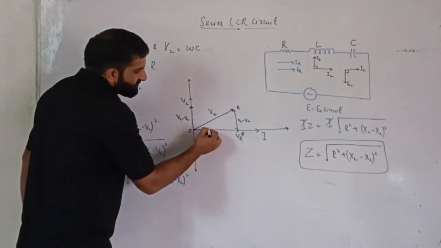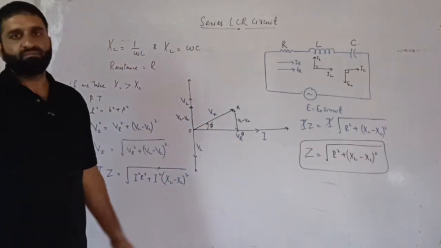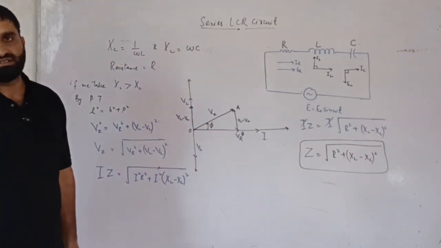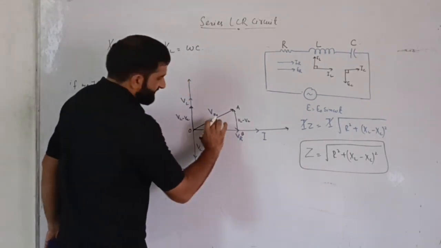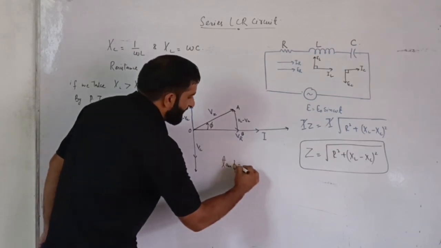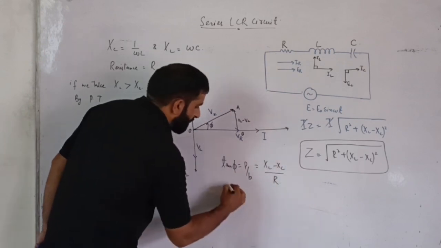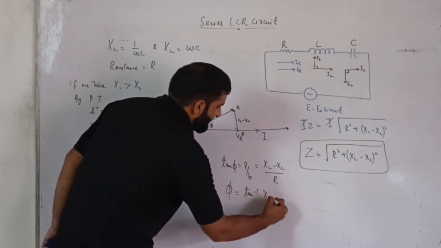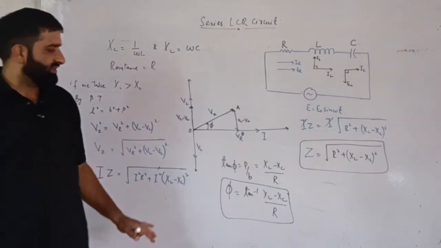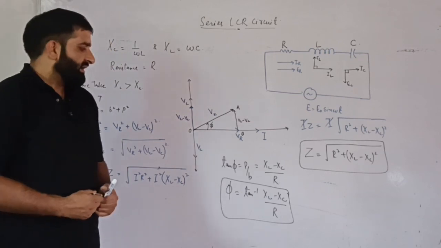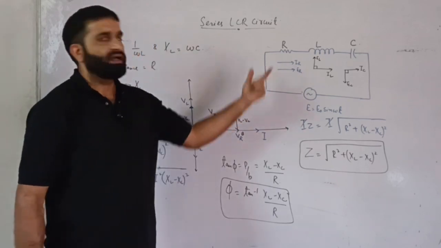Now, the voltage across R, L and C makes an angle of phi with the current, or with the voltage across the resistor, that is VR. That means the phase difference will be phi. From this triangle, tan phi is perpendicular by base, that is XL minus XC divided by R, or phi is equal to tan inverse of XL minus XC divided by R. This will be our phase difference, where XL and XC are the reactances, and R is the resistance of the resistor.